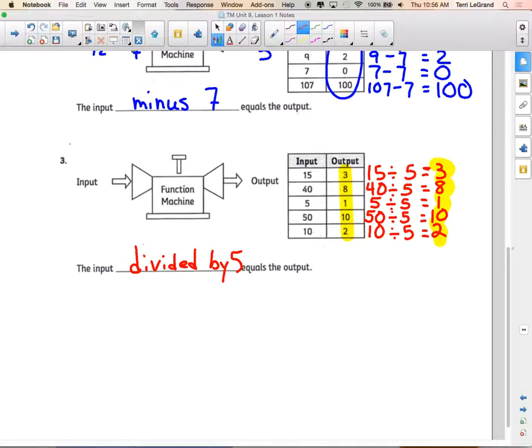Yes. Okay. Input-output relationships. Input is in control. Output is the result. It is dependent upon. The output is dependent upon the input.